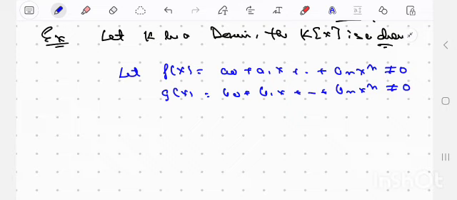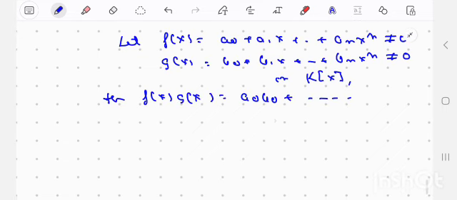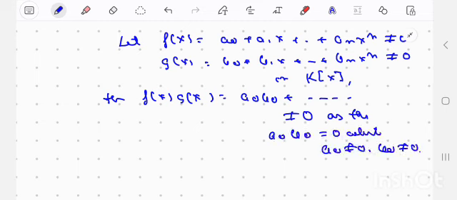In K[x], how do we define f(x)g(x)? This is defined to be a0 b0 plus anything, we are not concerned about that. This can never be equal to 0, as then a0 b0 must be equal to 0, while neither a0 is assumed to be 0 nor b0 is assumed to be 0.